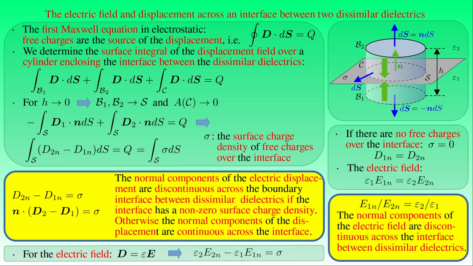Consequently, the ratio of the normal component of the field strength E1 to the normal component of the field strength E2 is given by the ratio of the absolute permittivity epsilon 2 to the absolute permittivity epsilon 1. This means that the normal components of the electric field are always discontinuous across the interface between dissimilar dielectrics, regardless of the presence of free charges over the interface. As in the case of the tangential components of the displacement field, the ratio of the dielectric constants of the two media is the measure of the discontinuity or the jump between the normal components of the electric field across the boundary interface. If there are free charges at the interface, the condition for the discontinuity also depends on the surface charge density sigma over the interface.